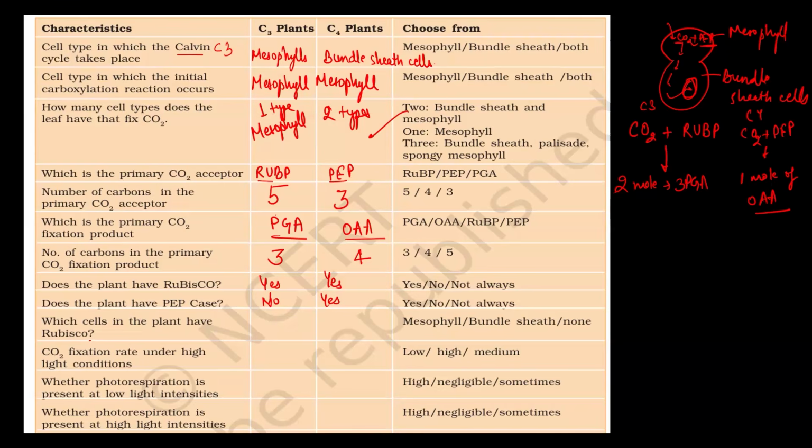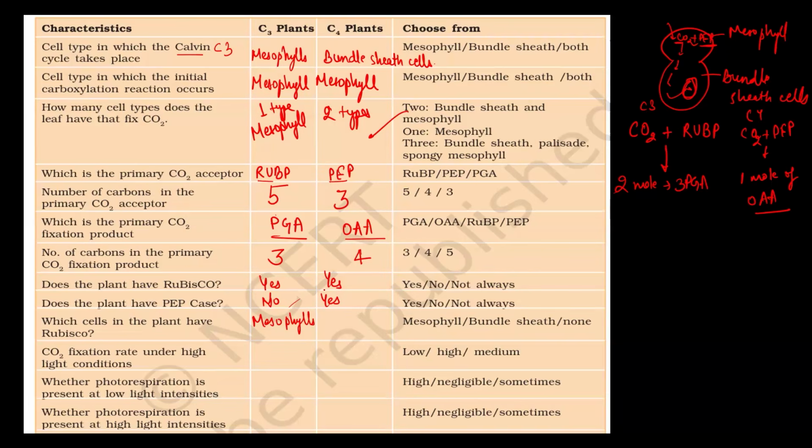Okay. Now the next is which cells in the plant have rubisco? Now we have said that rubisco is present in both C3 and C4 plants, but in what kind of cells? So in C3 plants, because it involves only one type of cell, rubisco is present in mesophyll.